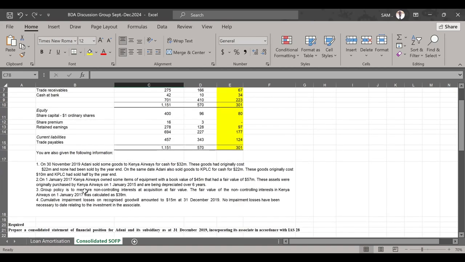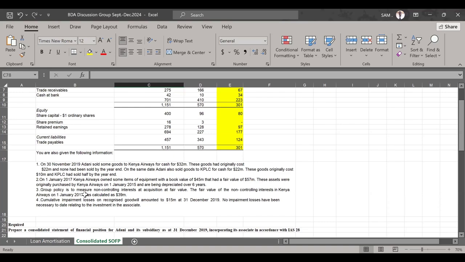On 30th of November 2019, Adani sold goods to Kenya Airways for cash 32 million. These goods had originally cost 22 million, and none had been sold by the year end. On the same date, Adani also sold goods to KPLC for 22 million. These goods originally cost 10 million, and KPLC had sold half by the year end.